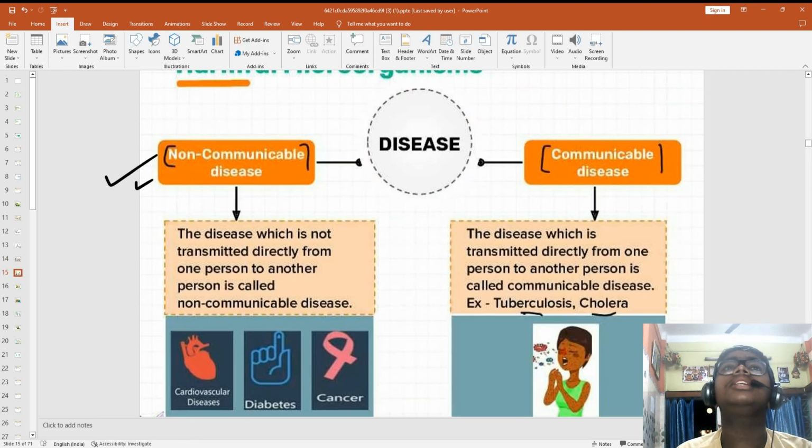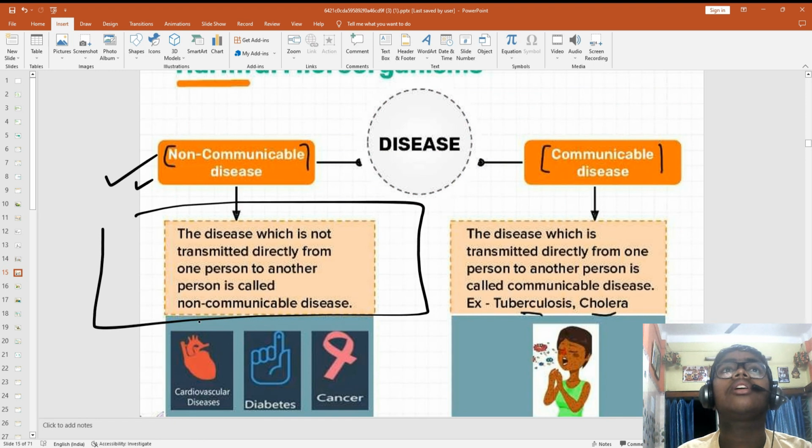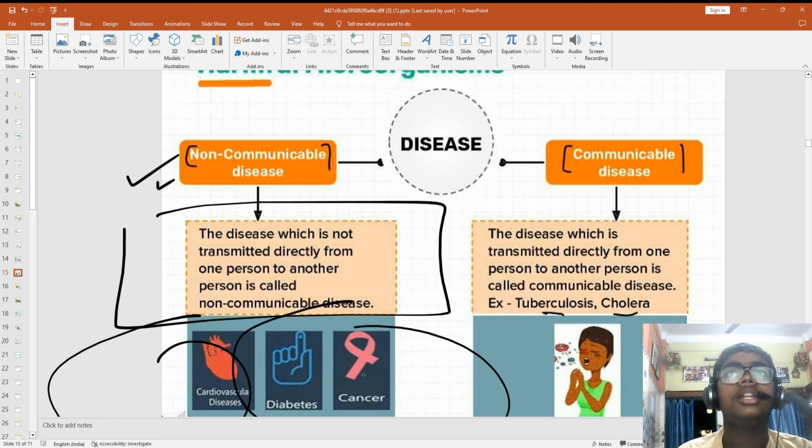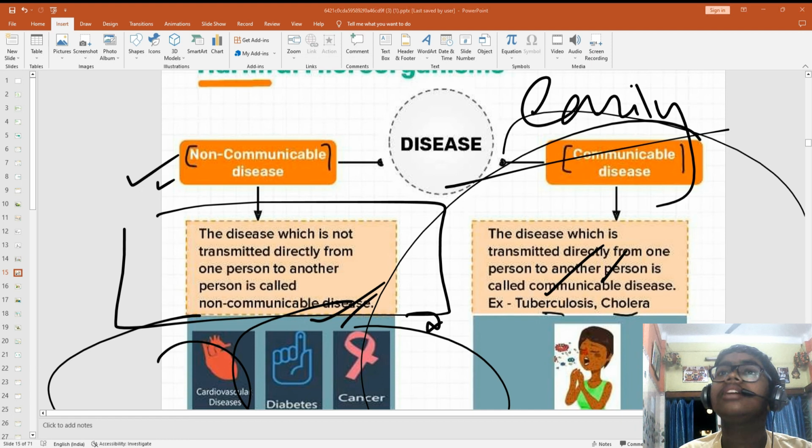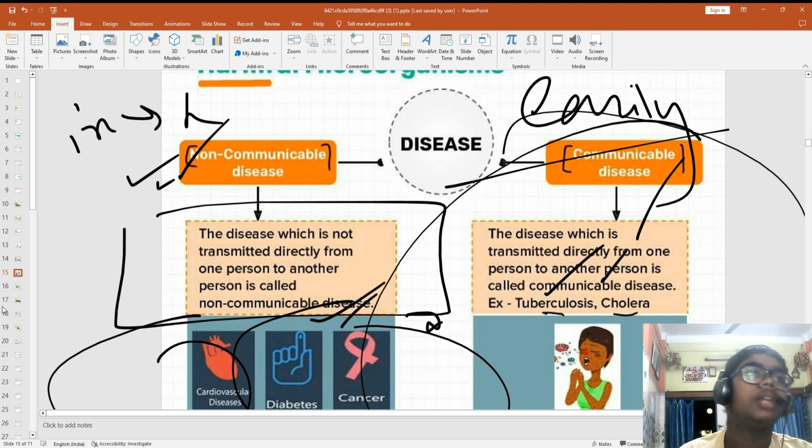And non-communicable diseases are those that do not spread from one person to another, like cardiovascular disease and cancer. Does it spread? No, it doesn't spread from one person to another. Whoever has the disease will only have it. Another person will not get it directly. Okay, right. So that is a non-communicable disease. But a communicable disease can transmit easily. Use the word easily here. A non-communicable disease cannot transmit from the infected to the healthy person. That is a non-communicable disease.